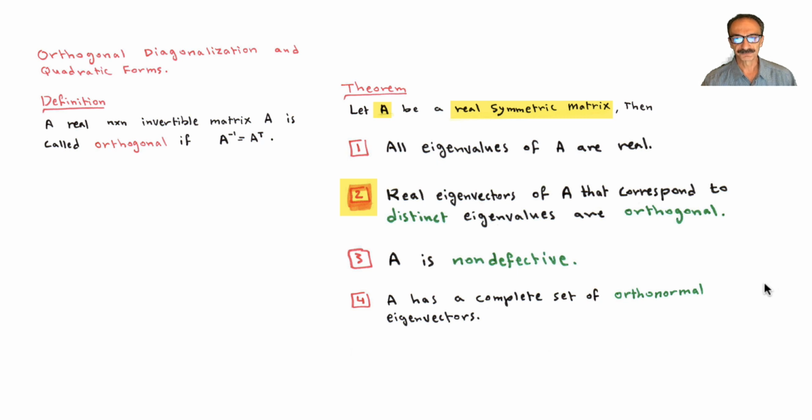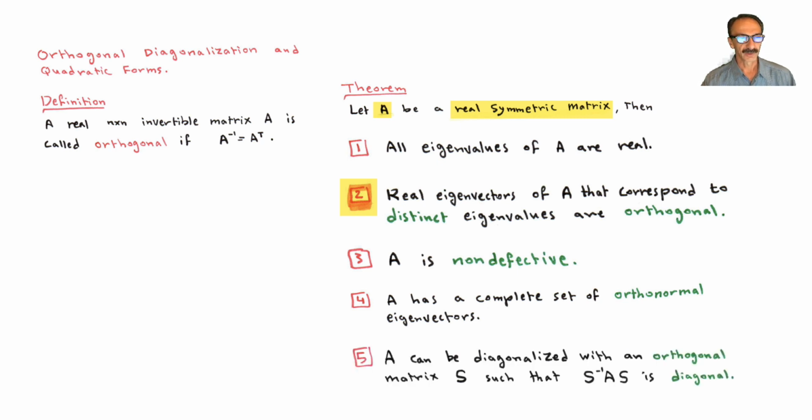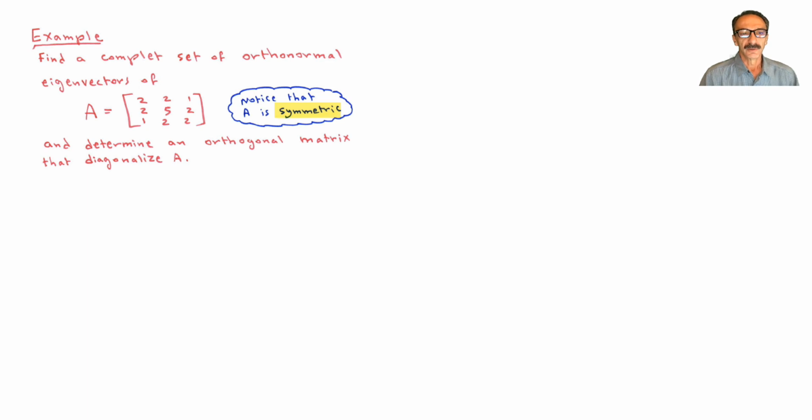Alright, now find a complete set of orthonormal eigenvectors of A. Notice A is 2, 2, 1, 2, 5, 2, 1, 2, 2, a symmetric matrix. One of the benefits of symmetric matrices is that they're non-defective, and as I mentioned in number 2, eigenvectors that come from distinct eigenvalues will be already orthogonal. Let's move on.